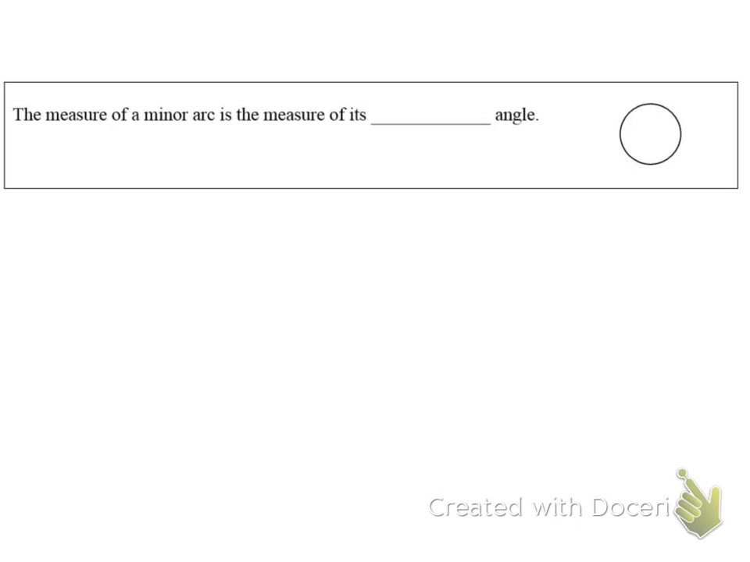So, the first and the only property that we're going to deal with for arcs real quick is: the measure of a minor arc is the measure of its central angle. We've talked about this before, but if we add this picture, that's a big dot, but we're going to make do with it. If we have a central angle of x degrees, that means its arc is going to be that same number of x degrees.